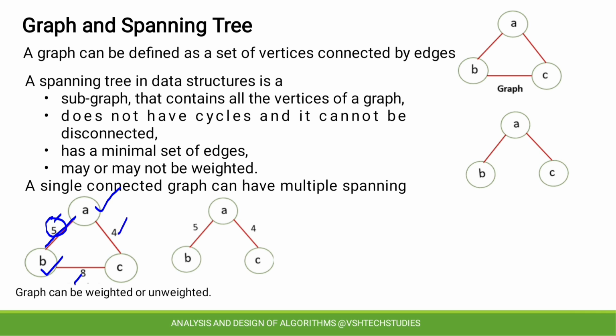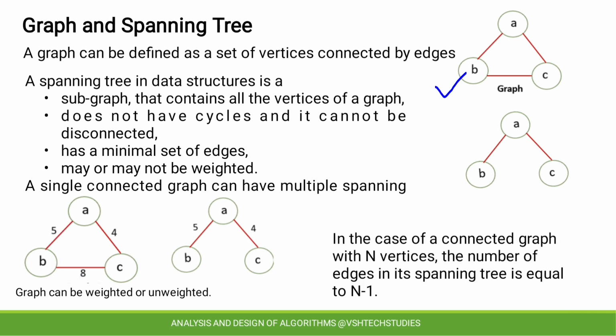Such a graph with costs written on it is called a weighted graph, and the subgraph spanning tree we find for that is called a weighted spanning tree. If this is the given unweighted graph, the subgraph or spanning tree we find will be an unweighted spanning tree.